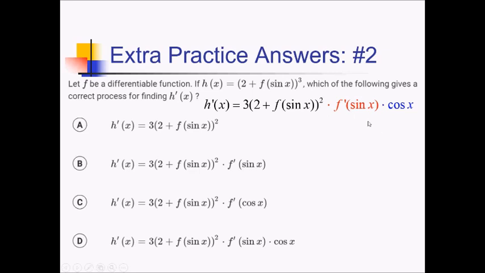Let's see if we have an answer choice that reflects that. So A, definitely not. B, we needed the last tail there. We didn't get the cosine. C just has the wrong thing inside of f prime. So really, it's D is the only one that's going to work here.